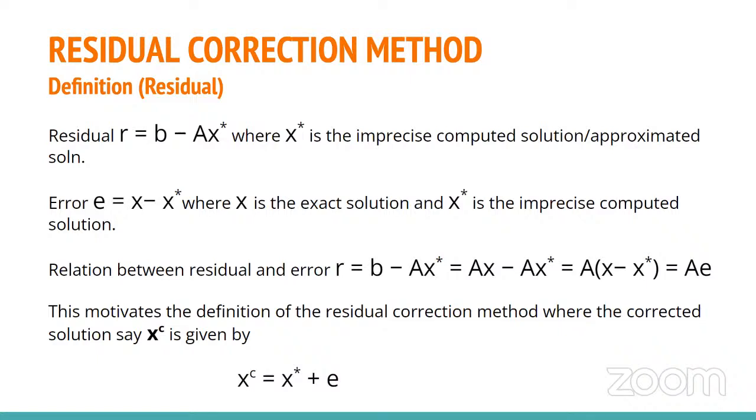So this motivates the definition of the residual correction method, where the corrected value, say x of c, is given by this. This c is like the initial solution you get for your x. It's almost like the approximate solution, but this is the initial one, since we are dealing with iteration. We'll do many processes and get many x, x1, x2, like that, till where you decide to stop. So x of c is given as the initial value of x. This is next.